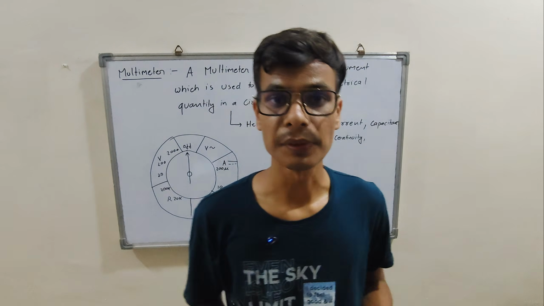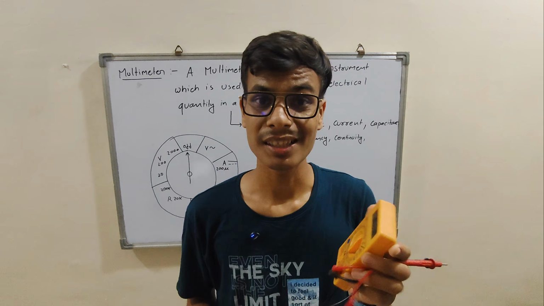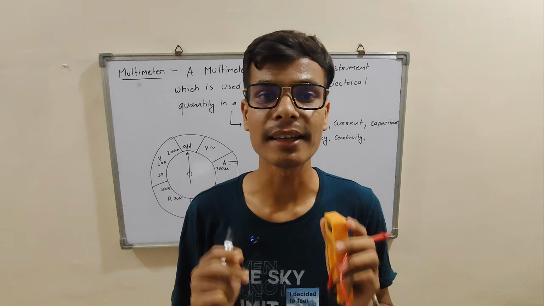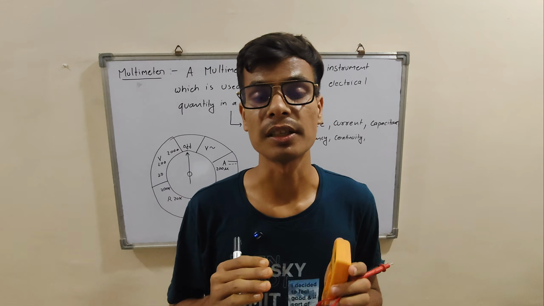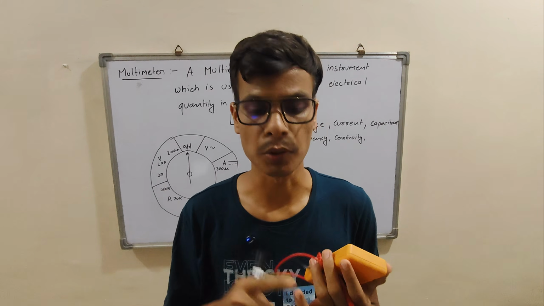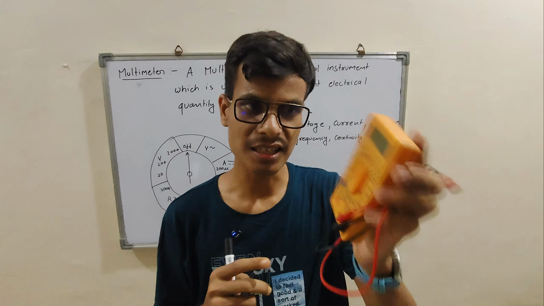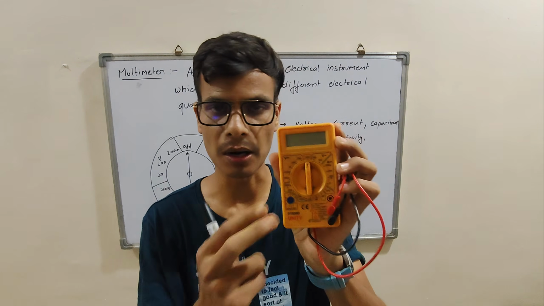So let's get started with the first topic, that is a multimeter. What exactly is a multimeter? A multimeter is an electrical device that can help you get electrical quantities like voltage, current, capacitance, sometimes frequency in different models. Well, this is a basic view of a multimeter.